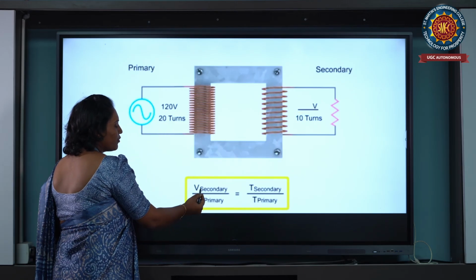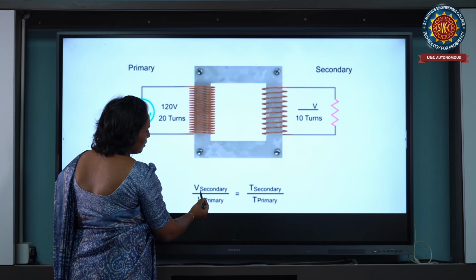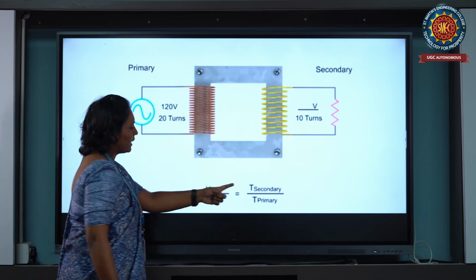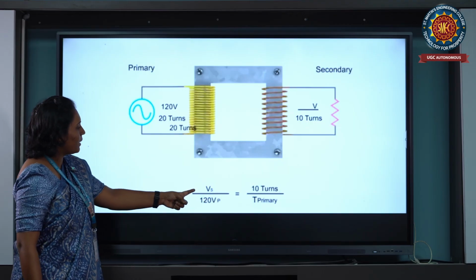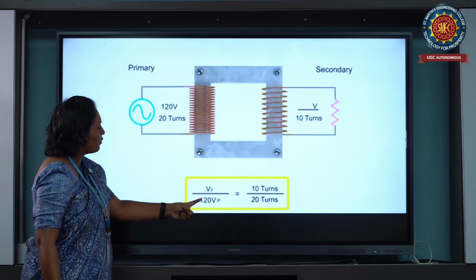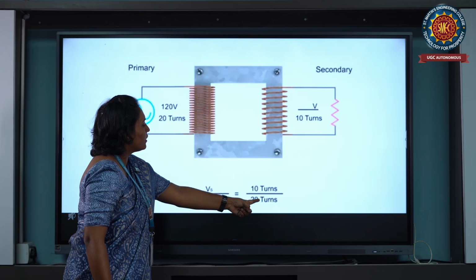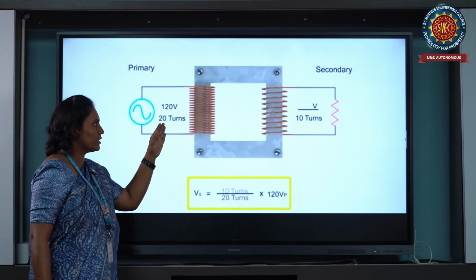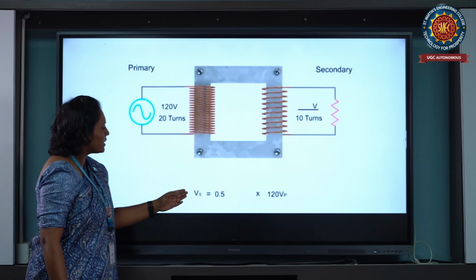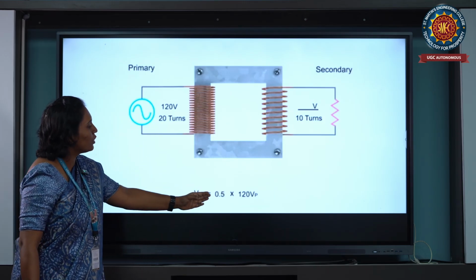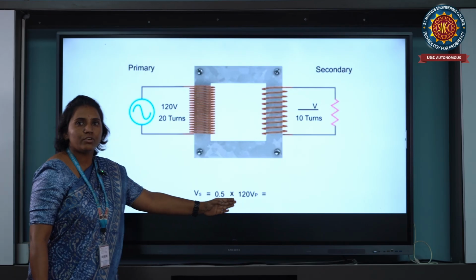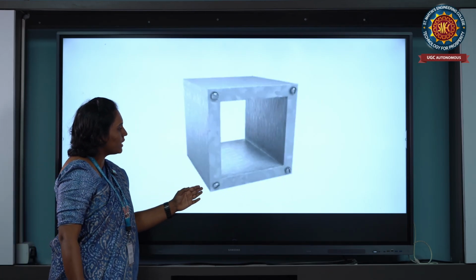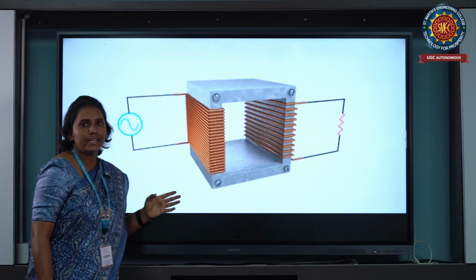What is the formula of the transformer? V secondary by V primary equals N secondary by N primary. So with supply voltage 120, it is 10 turns by 20 turns, that is secondary side N2 by primary side N1. The resultant voltage is 0.5 times 120, the primary side voltage. So the secondary voltage finally is 60 volts.